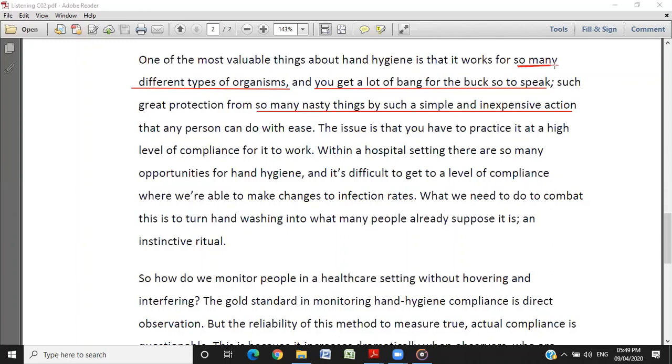And she clearly said that this is difficult to get into the practice. That level of compliance within a hospital setting, there are so many opportunities, but it is difficult to get to a level of compliance. So it cannot be easily embedded. She said that we need to make it an instinctive ritual, but it is not that easy. It's going to be difficult to reach that level of compliance. So the correct answer there is C, uncomplicated, and it comes at a very little cost.